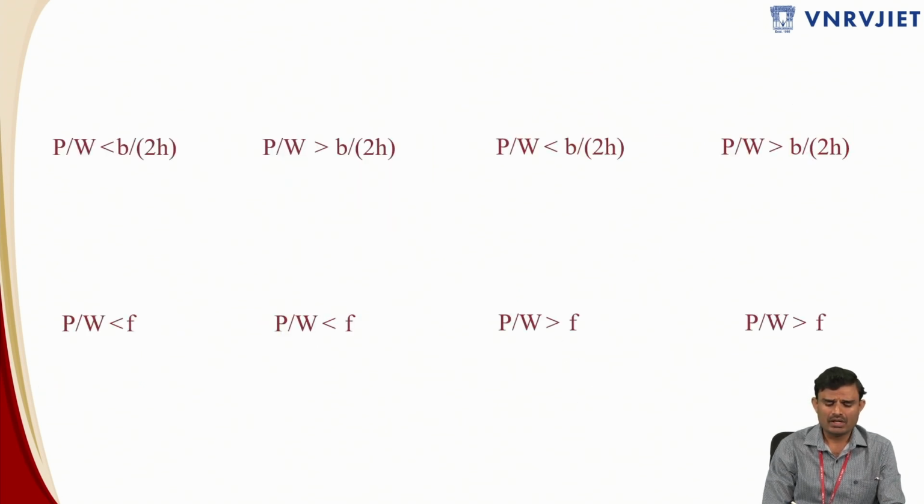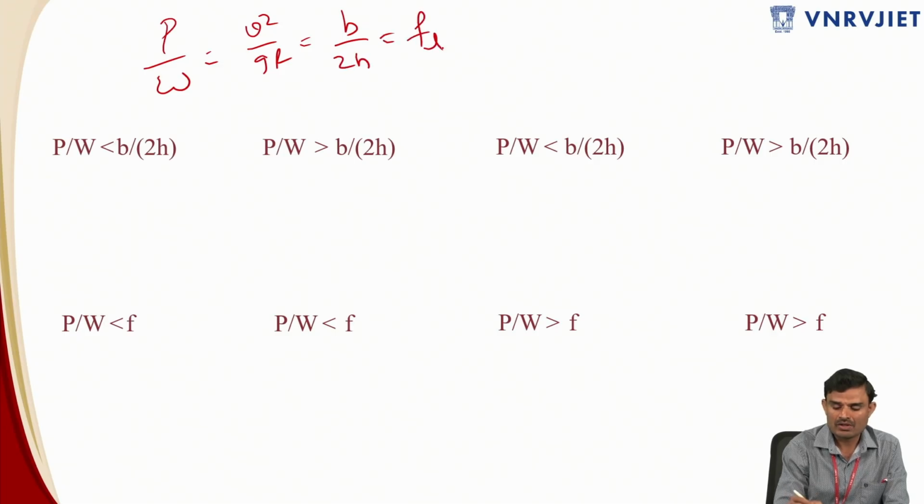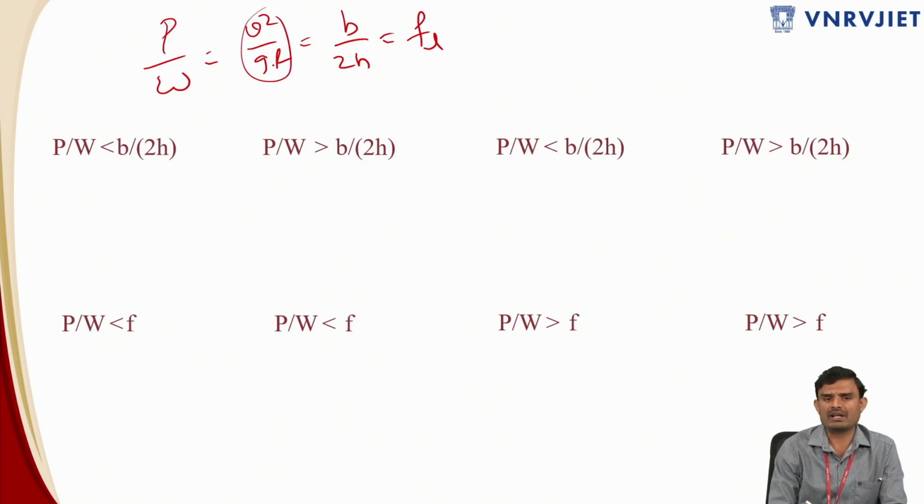If you look over here, previously we got the equations P by W is equal to V square by gR is equal to B by 2H is equal to FL. Now I am eliminating this portion as I am not interested in it over here. Maybe you can get this value if the value of P by W is not given. They will give the speed and the radius of the horizontal curve, based on which you can calculate the value of P by W. That is the only use of V square by gR here. And we have B by 2H and we have FL over here.